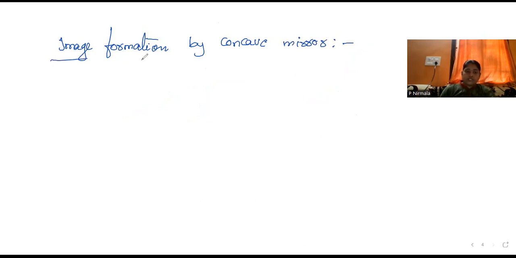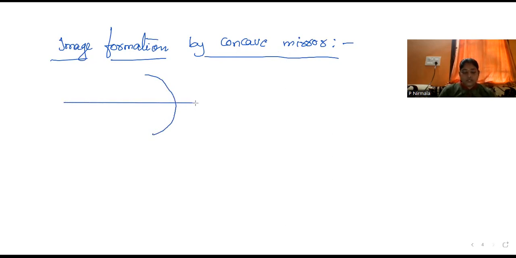So totally 6 cases are there. You are very well learned. I'm thinking that 6 cases. So once as a revision, listen to that one. Those who do not understand, definitely they can understand this, and those who are good in this, it is just revision for them of the ray diagrams of image formation.